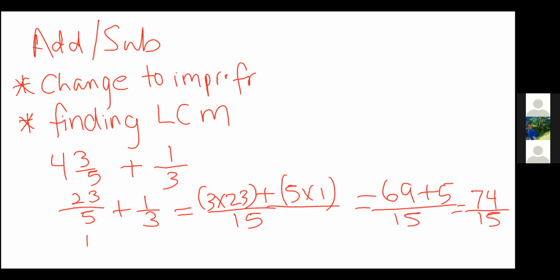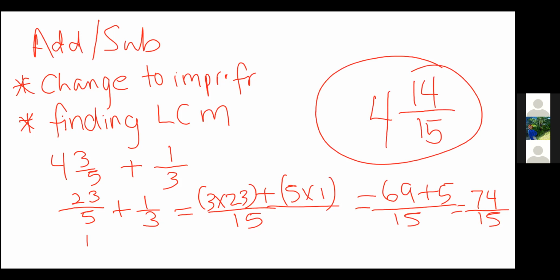And I could work this out in my calculator. I could even put 74 fraction sign 15, and it will give me my full answer, right? And it is telling me that my answer is 4 and 14 over 15. So that's addition and subtraction. Change to improper, find your LCM, take your time and do your division for your denominators and your LCM, do your multiplication, simplify it, and then simplify your final answer. That's for addition and subtraction.